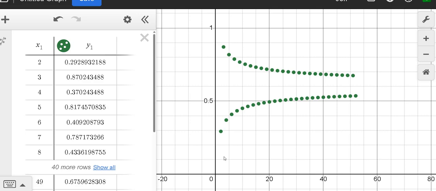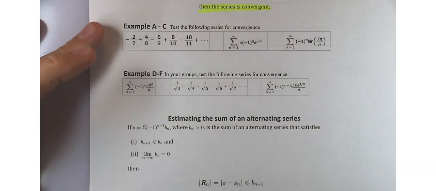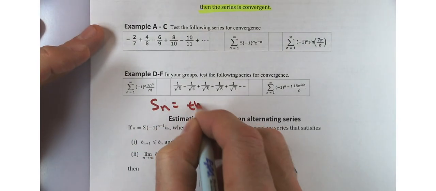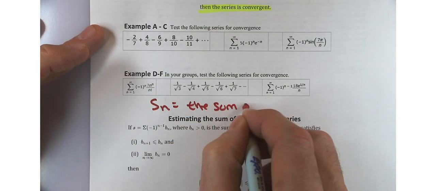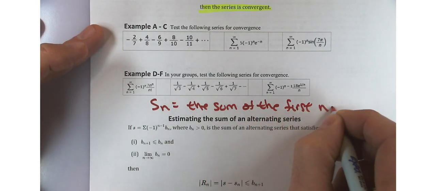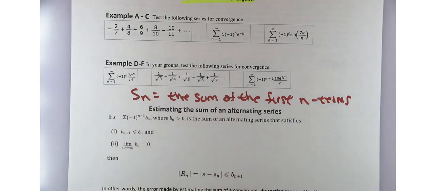So what you're looking at is the so-called sequence of partial sums. And we had some notation for that the other day. That was S sub n. S sub n equals the sum of the first n terms. And that's what I plotted. And you can see that that sum is kind of settling down near some limit.